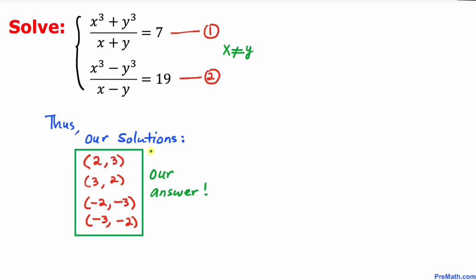So thus we got our 4 solutions: 2, 3; 3, 2; negative 2, negative 3; and negative 3, negative 2. And that's our final answer.